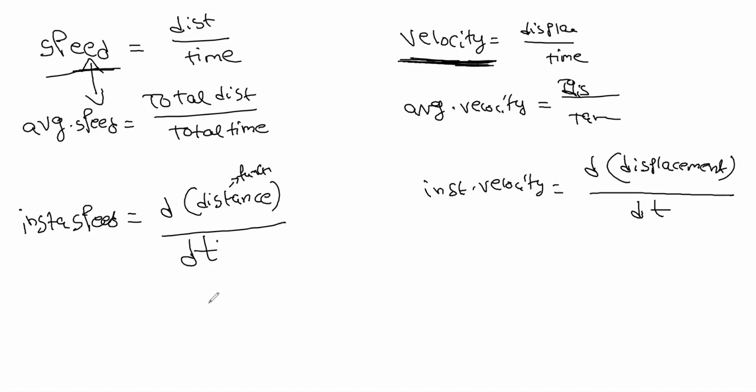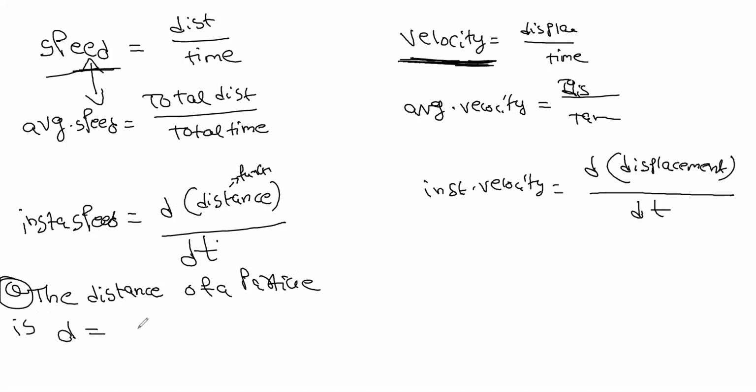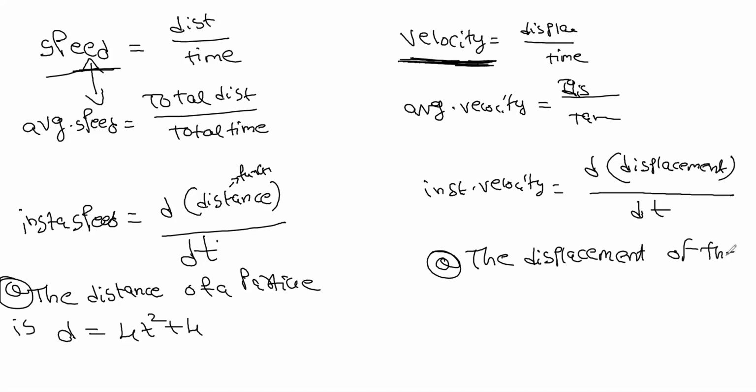Like how this is in the question, how they will give it. The distance of a particle is d equals 4t square plus 4. In the second question, they will give the displacement of the particle. They will give s equals 4t square plus 4. The function is the same, 4t square plus 4.